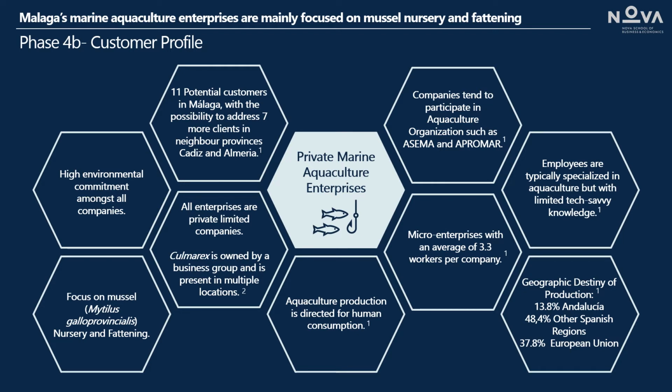And this is our customer profile. They are private limited small businesses with an average of 3.3 workers per company, and their production is aimed at human consumption, mainly mussel fattening. Moreover, the European geographic density of production is focused on Andalusia with 13.8% all over the European Union. They are all committed to environmental sustainability. In fact, they tend to participate in aquaculture organizations such as ASEMA and APROMAR. However, the employees who are specialized in aquaculture have limited tech-savvy knowledge.